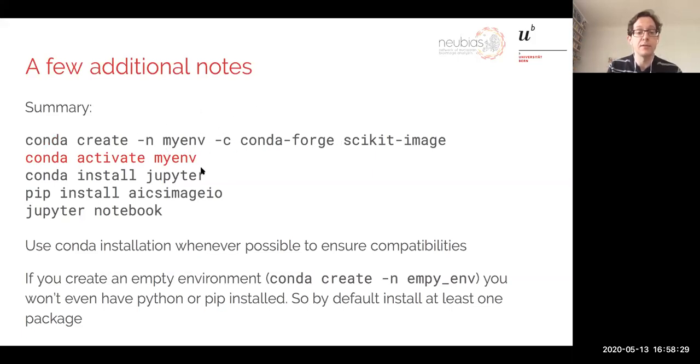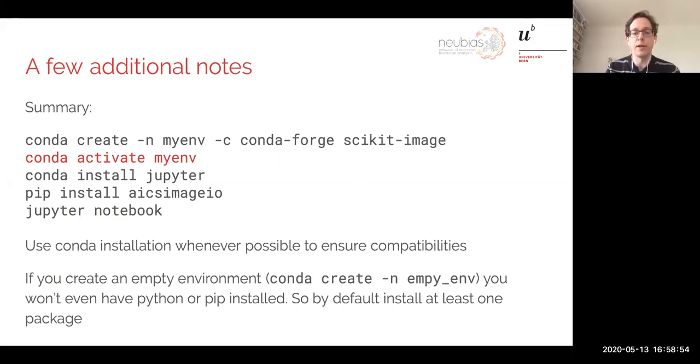You activate it, never forget to activate. You install Jupyter. Then you install with pip aicsimageio. And finally, you can run Jupyter, and to run Jupyter, you type jupyter notebook. Don't create a completely empty environment because you are going to run into trouble. So at least install one package and then the other ones.